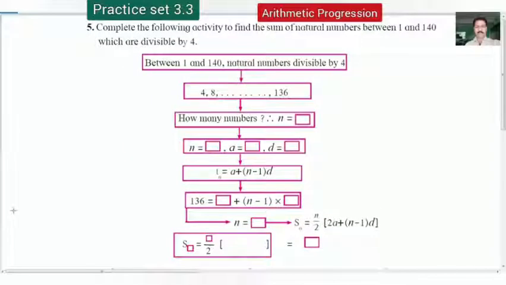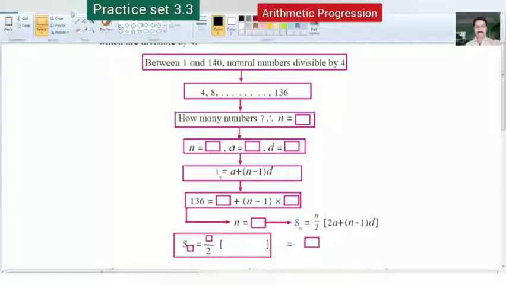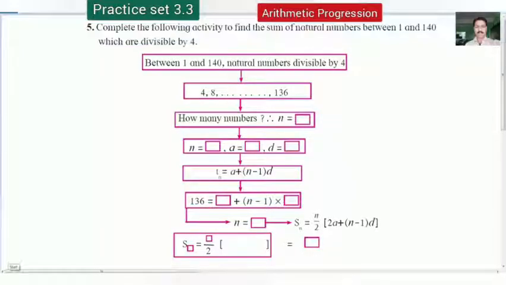See friends, in this fifth example, here we have to fill the boxes. See friends, what is that? Complete the following activity to find the sum of the natural numbers between 1 to 140, which are divisible by 4. See here, it is a very important one. Friends, here in the fifth example, what is that? That is one activity example. We have to fill the blank spaces.